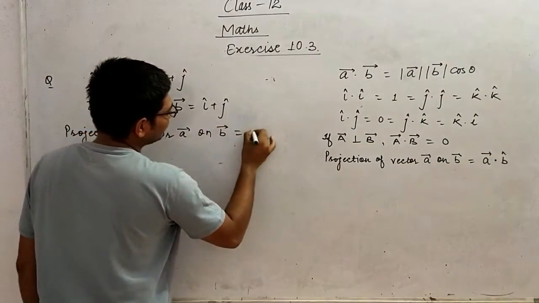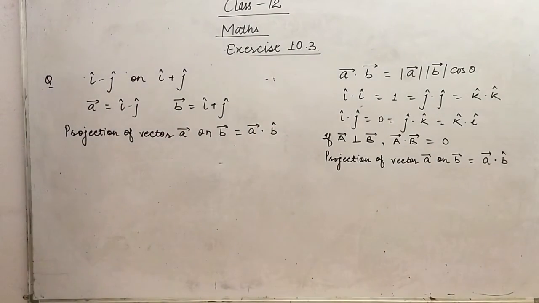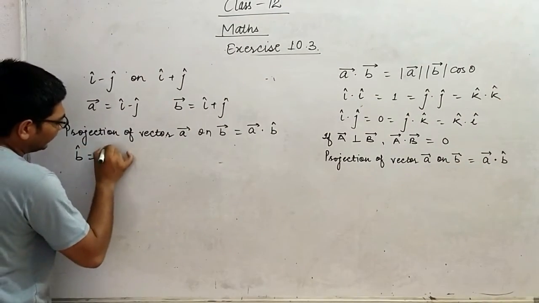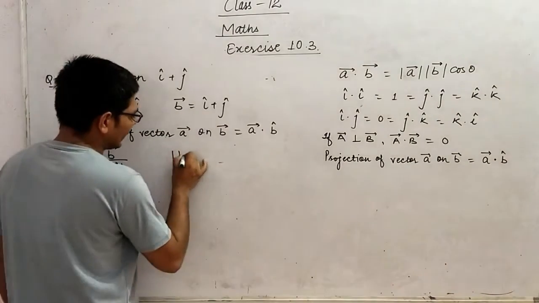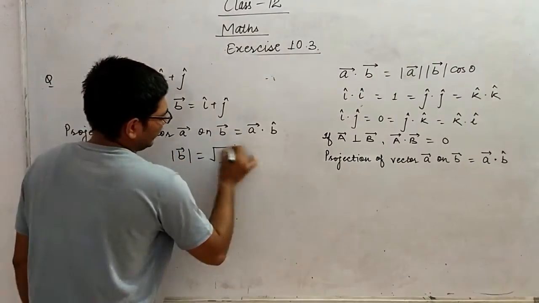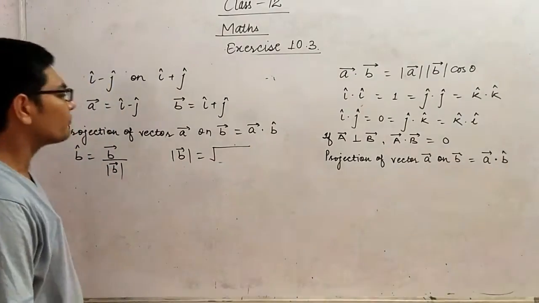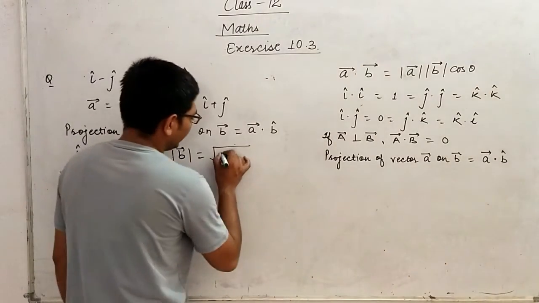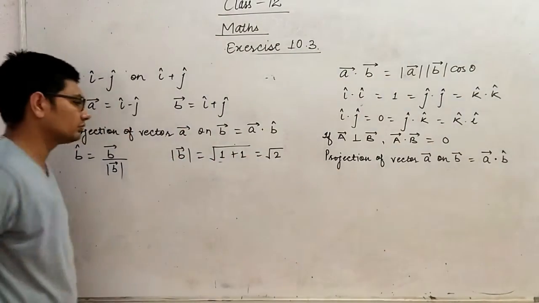That is given as vector A dot B cap. For that I need to calculate B cap, and for B cap we need the magnitude of B. So let us calculate the magnitude of B, and it's not a tough task. If you have solved the first 2 exercises honestly, then calculating the magnitude is not a big deal for you. It's 1 plus 1, and that becomes root 2.